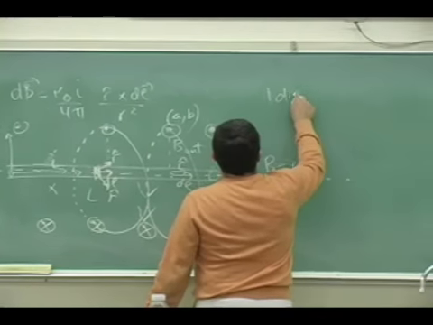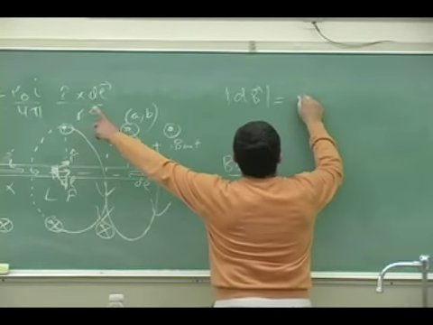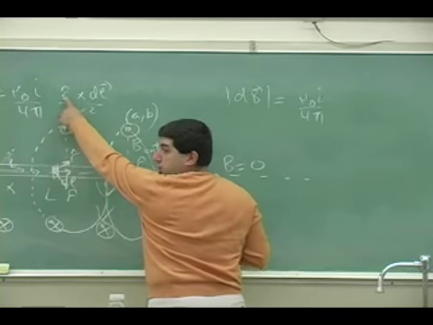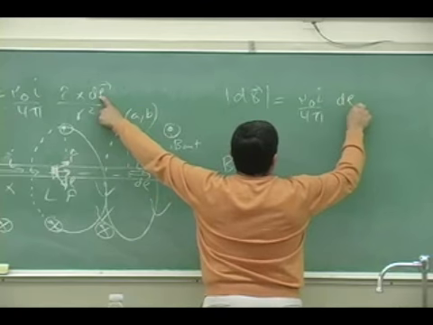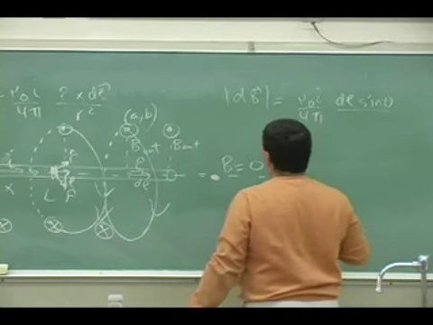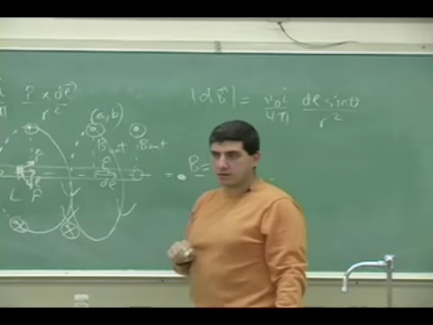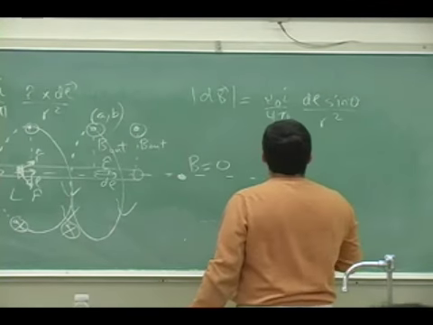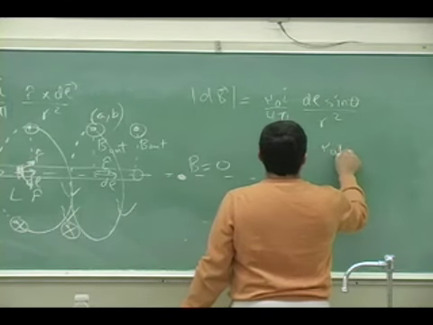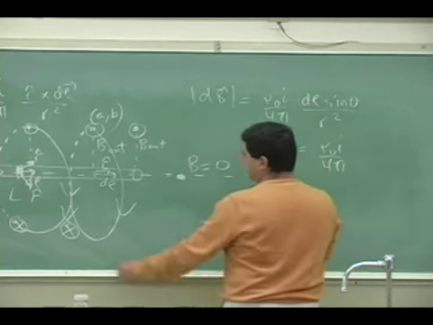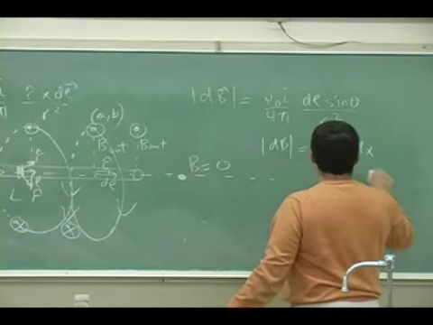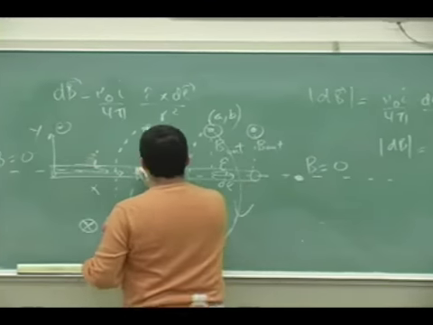How about the magnitude? The magnitude of dB is mu 0 I over 4 pi, the magnitude of r hat, which is 1, the magnitude of dl, which is just dl, times sine of the angle between them, over r squared. Now dl in this case is just the same as dx, right? It's just dx. Sine of theta is what?